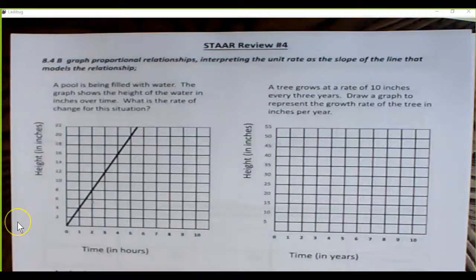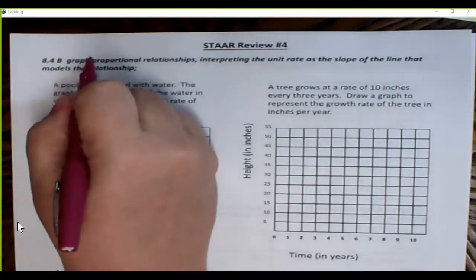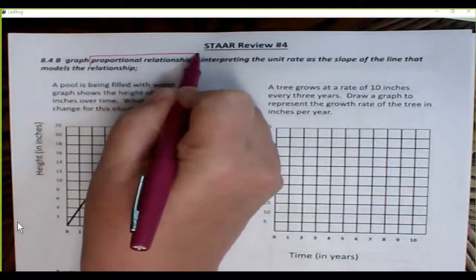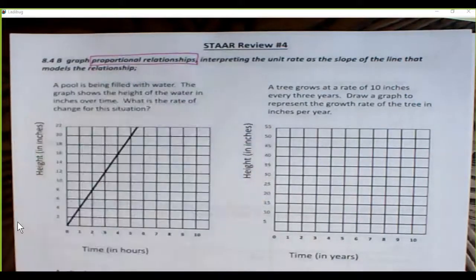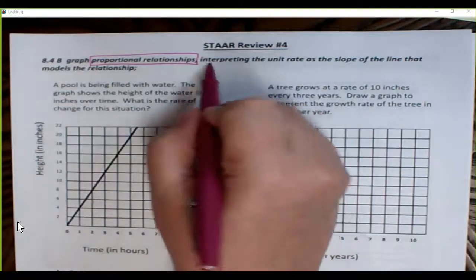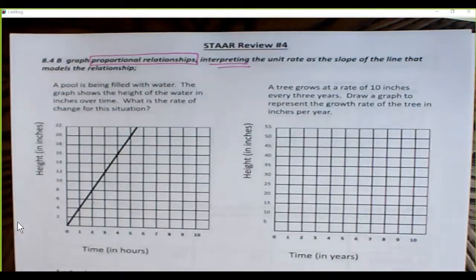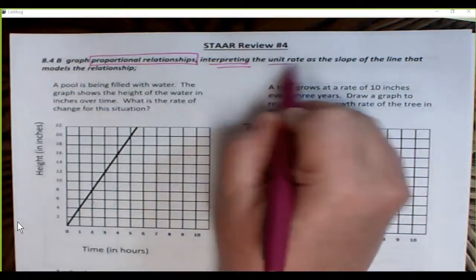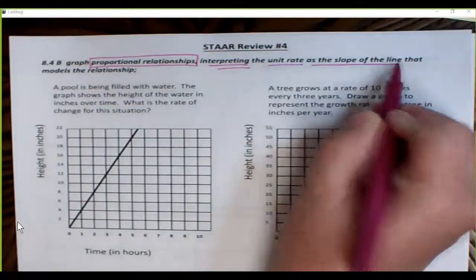All right, so today for STAAR review number 4, we are going to be talking about proportional relationships. Interpreting, there's our key word. We're going to interpret the unit rate as the slope of a line.